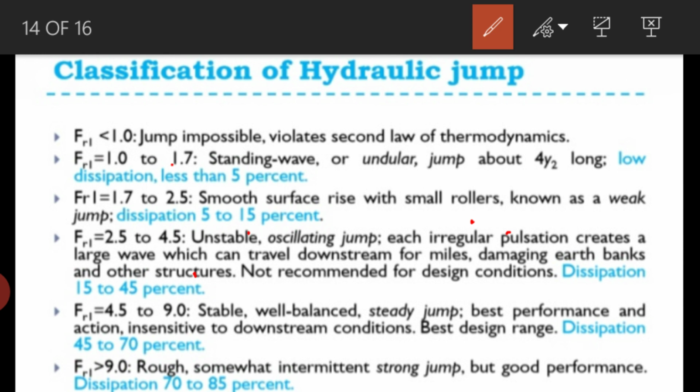and given these numbers, whatever the jumps are classified based on the Froude number, these are practically tested and given. Then if the Froude number is more than 9, it is a rough, somewhat intermittent, strong jump but with good performance, dissipating 70 to 85% of the energy. So we need to dissipate energy here, otherwise, as I said, erosion of the bed and banks will take place. As the bed and banks erode, it will affect the stability of the hydraulic structures. So we need to kill the kinetic energy of the water as much as possible.